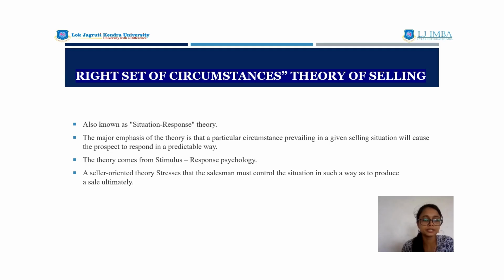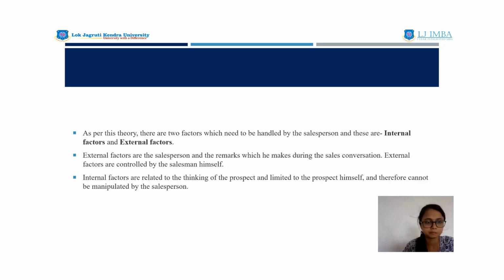It is a seller oriented theory which stresses that the salesperson must control the situation in such a way as to produce sales ultimately. So this theory, the right set of circumstances theory, is a seller oriented theory because the seller is the person who will be responsible for creating an environment or creating stimuli in such a way that will ultimately lead to a purchase.